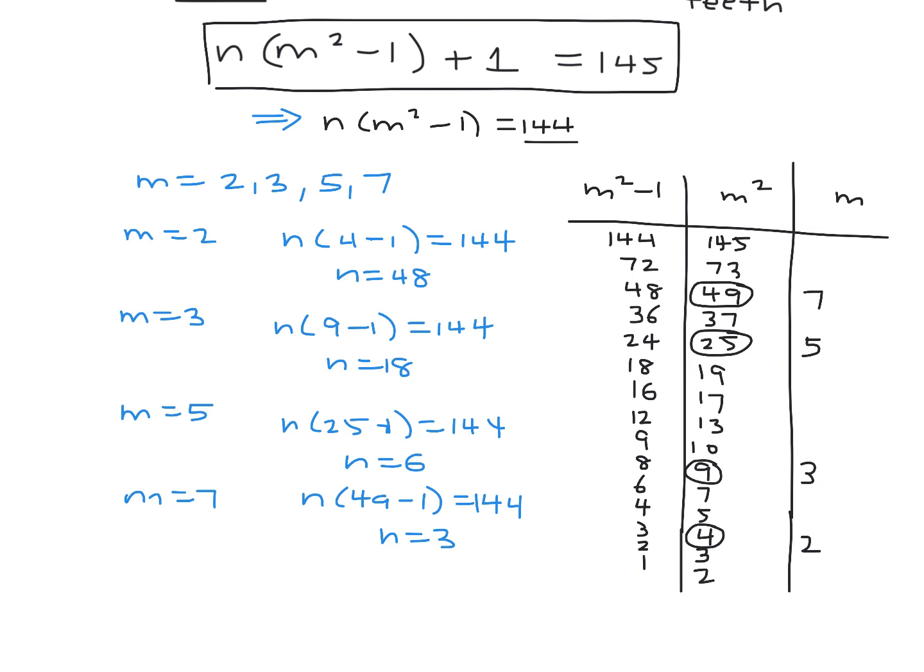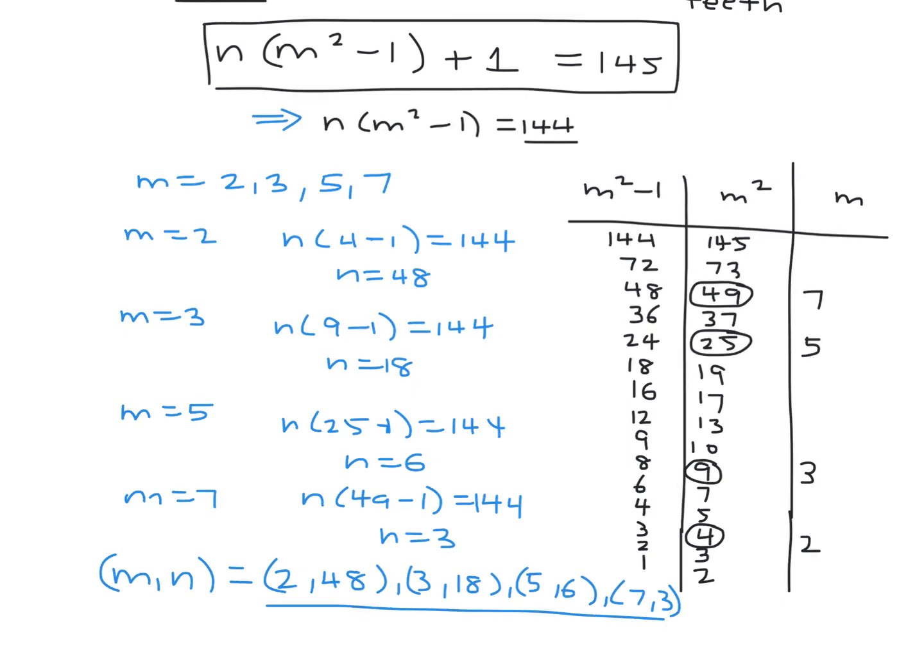So my ordered pairs m, n, therefore, would be either 2, 48, 3, 18, 5, 6, and finally 7 and 3. And those are the only ones that satisfy the conditions of the question.